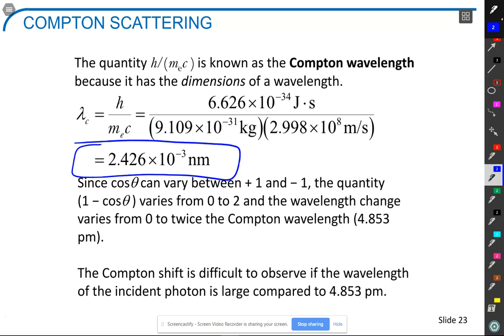And so this here, once again, is strong evidence for light behaving as a particle. So we've now seen three different things that are evidence for light behaving as a particle.